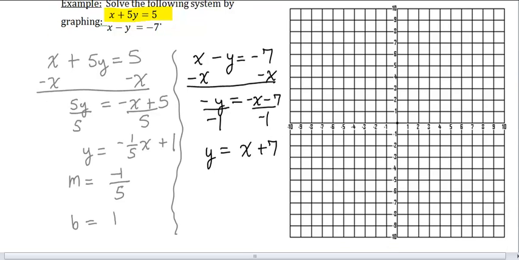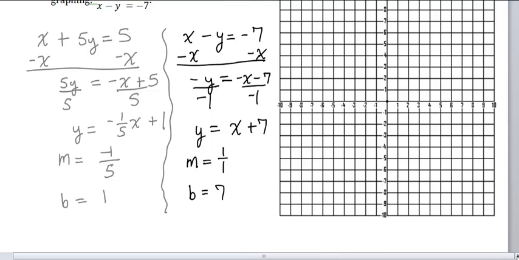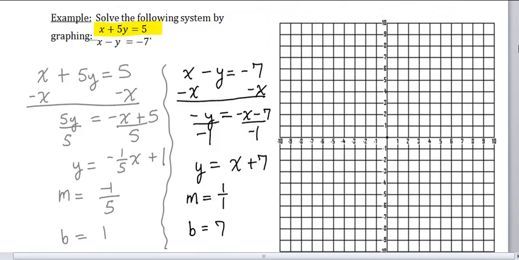And so in that example, my slope will be considered 1, or I'm going to write it as 1 over 1 so I can see my rise over my run. And my y-intercept is 7. So I'm going to go to my graph and I'm going to graph these two lines. And when I graph these, I'm going to be careful so that I can actually see where these lines meet, because that's where my solution is going to be.